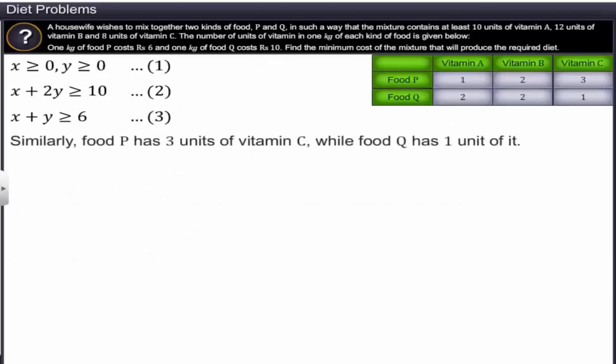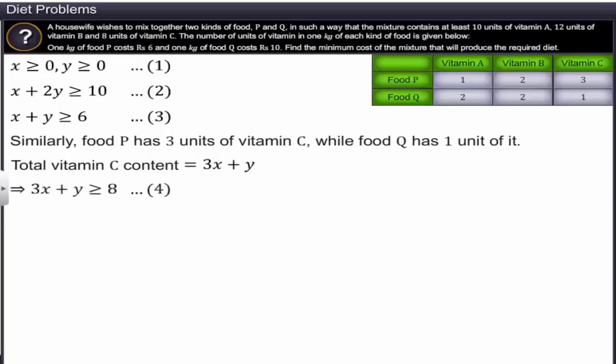Similarly, 3 units of vitamin C are present in food P and 1 unit in food Q. The total content of vitamin C is 3X plus Y. However, the mixture has to contain at least 8 units of vitamin C. Thus, 3X plus Y is greater than or equal to 8.